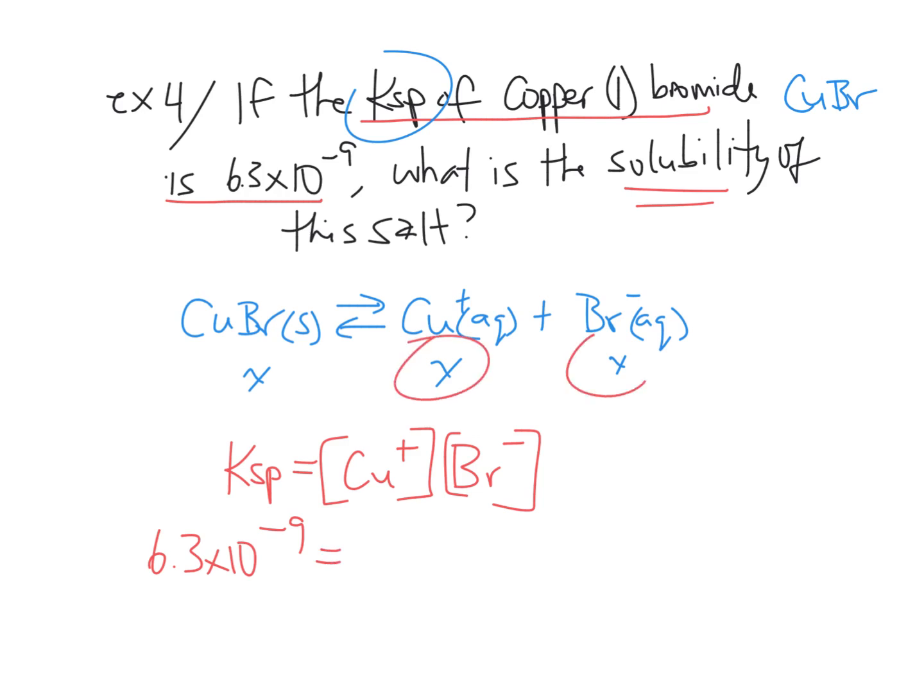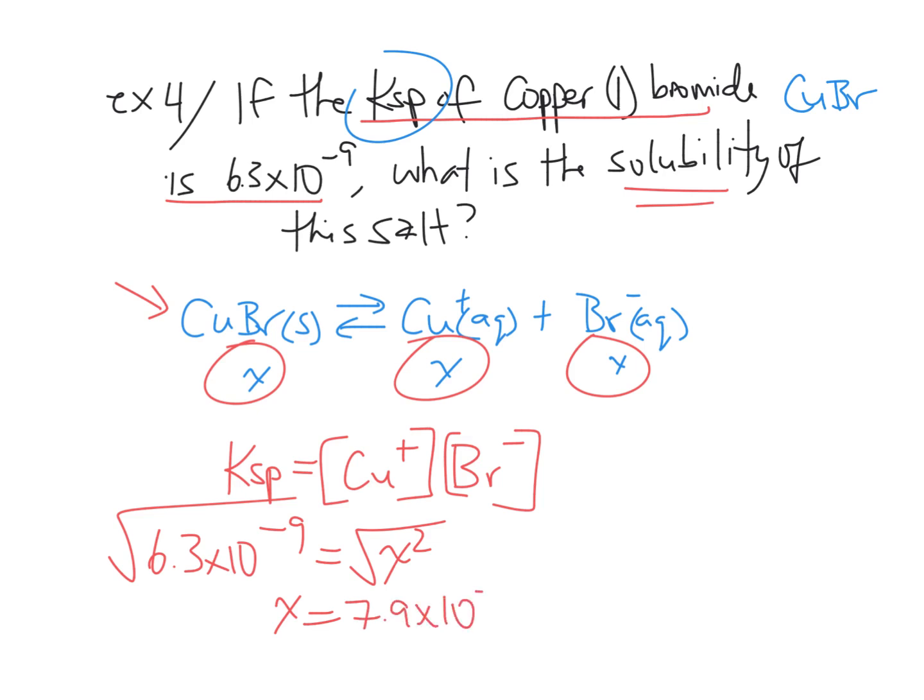We know that X is not only going to be the concentration of each of these, but it's also going to be essentially how many moles of that we put in. So X will also be the solubility of the copper 1 bromide, you see, because it's the maximum amount that we could dissolve in there. So let's see what we get here. We'll take the root of both sides. We're going to find out that X is equal to 7.9 times 10 to the -5.